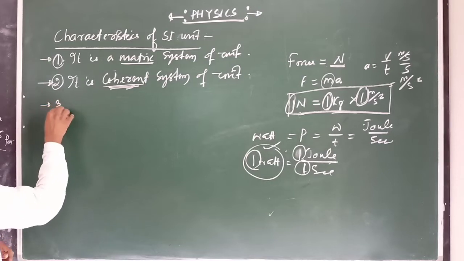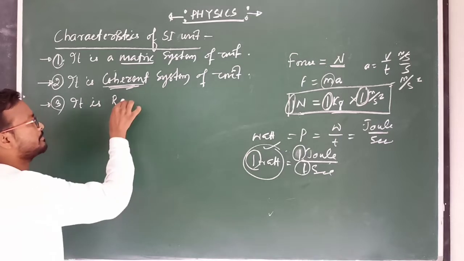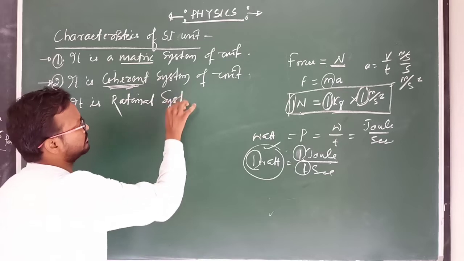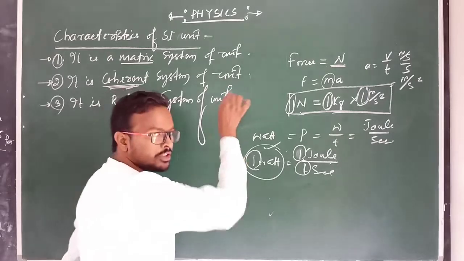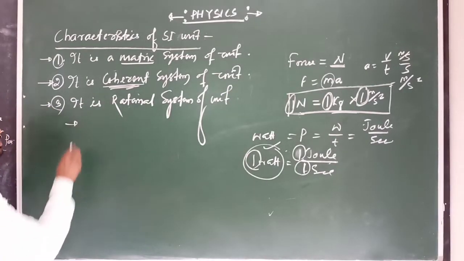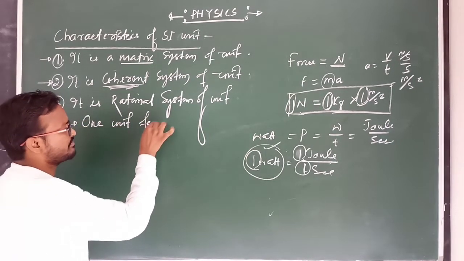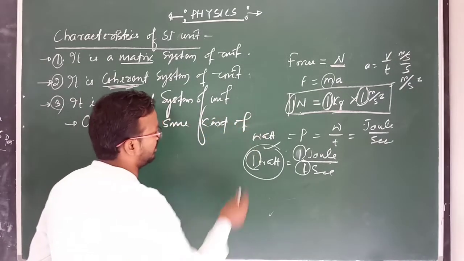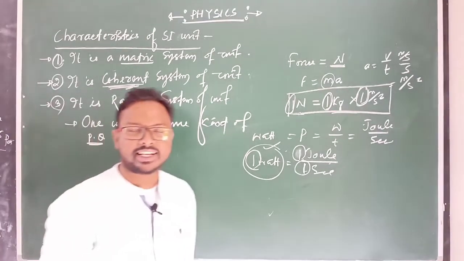Next, the third characteristic, and it is rational system of unit. So what is the meaning of rational system of unit? Here we have to use one unit for the same kind of physical quantity. We have to use only one unit for the same kind of physical quantity.